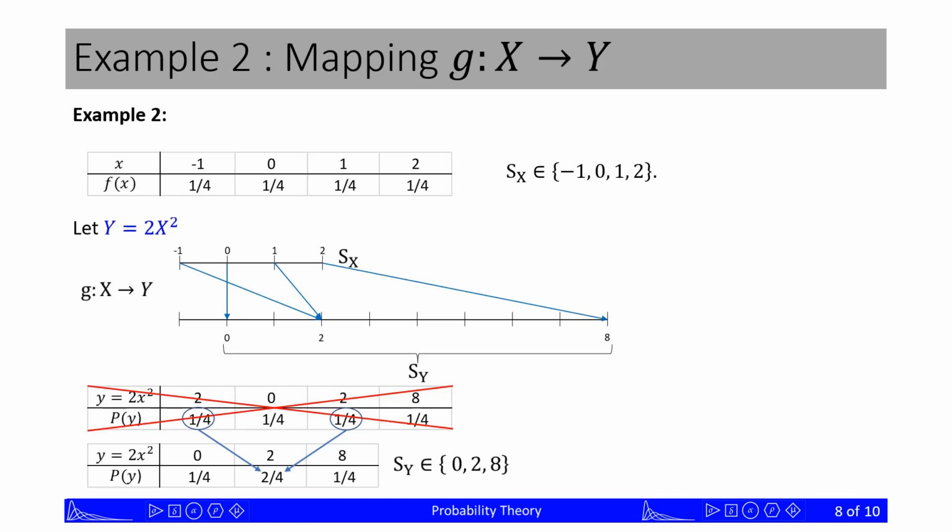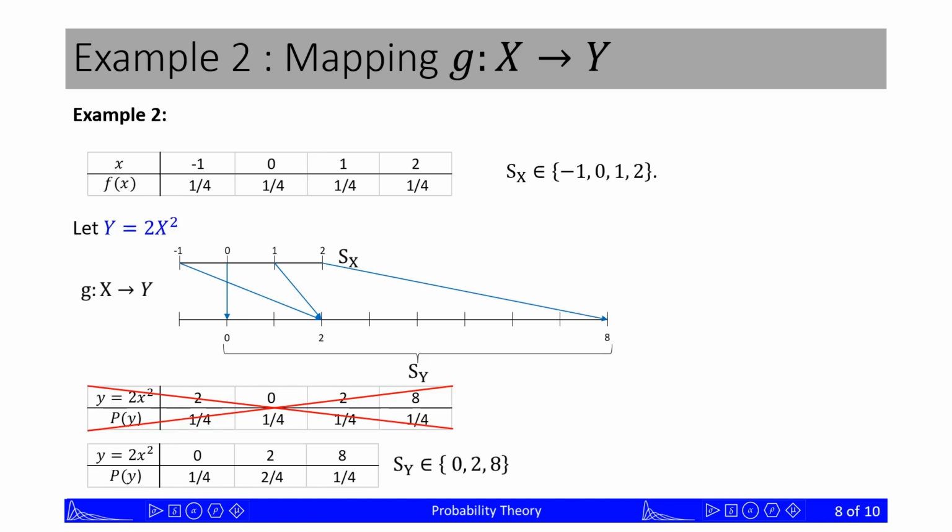So there are 2 ways to obtain a value of y equals 2 from x, and each value of x occurs with a probability of 1/4. So we add these probabilities to get the probability that y equals 2 occurs with a probability of 2/4 or 1/2. The second table contains the proper probability distribution for y. Your answer should look like this.